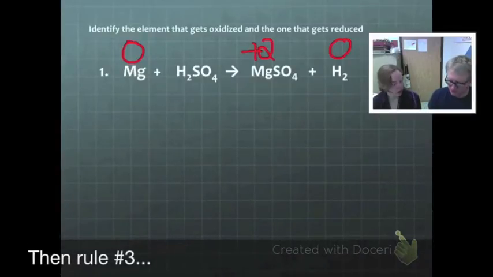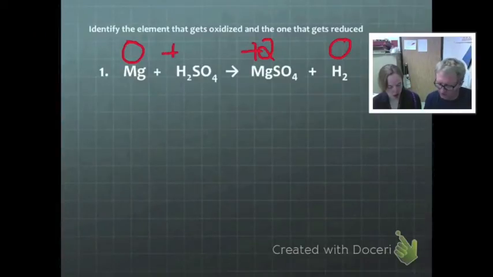Next, hydrogen. I can look at hydrogen, and hydrogen is always +1. So I've got a hydrogen right there, so I can say it's +1. Awesome.